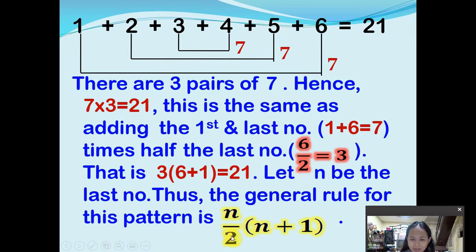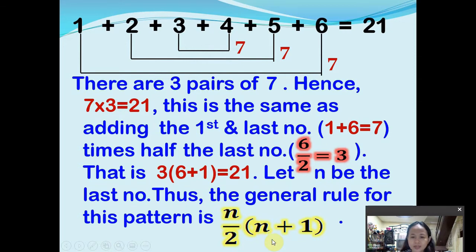So that's why we have 2 here. And then n again, this is the last number. If you noticed 6 from here, this is our last number. So n, this is our last number, plus 1, which is the first number. Look at here, this one. So the general rule for this pattern is n over 2, quantity n plus 1.